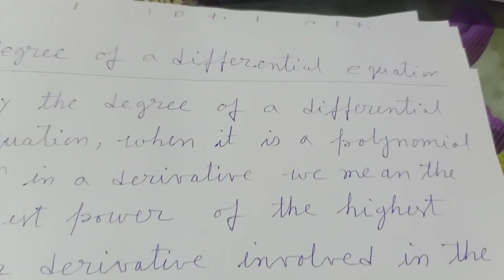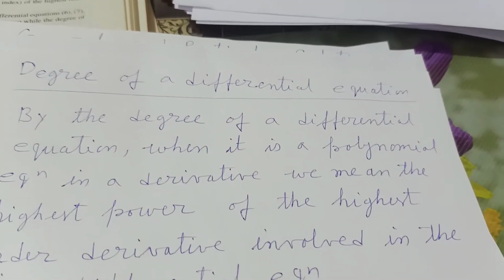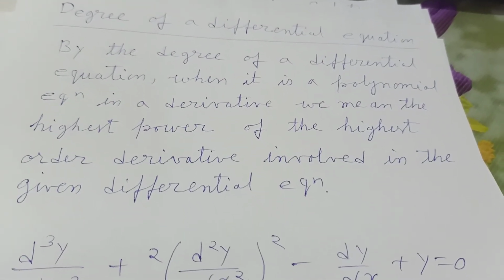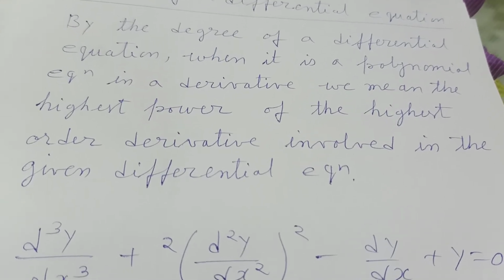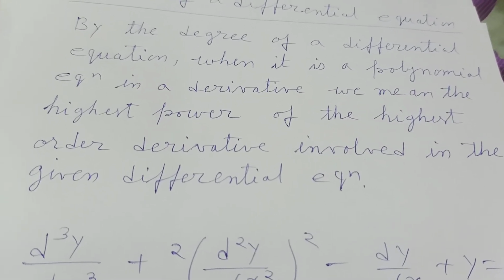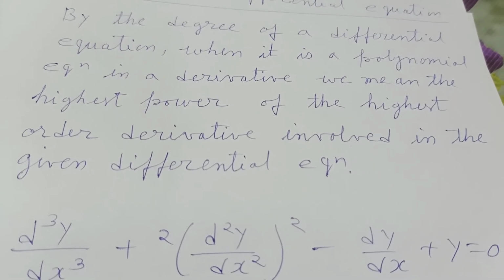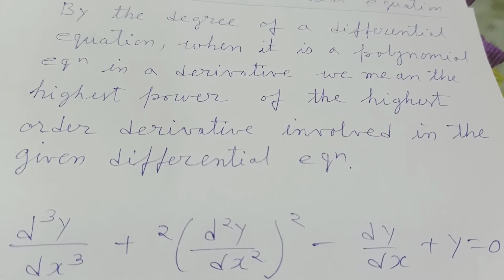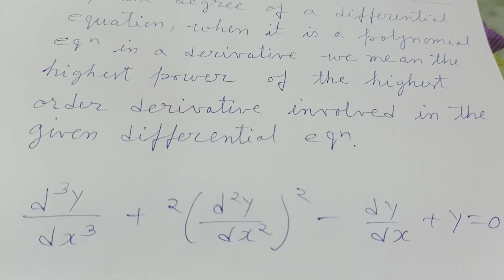Now we take another concept, the degree of a differential equation. By the degree of a differential equation, when it is a polynomial equation in derivatives, we mean the highest power of the highest order derivative involved in the given differential equation. So first we will observe whether the given differential equation is a polynomial equation in derivatives or not. Then we will find its order.